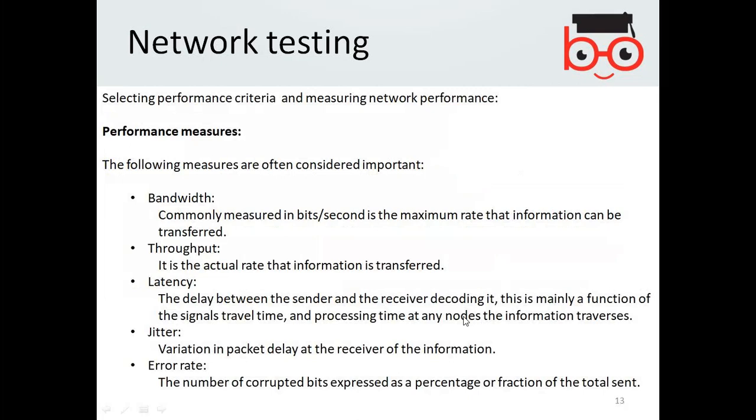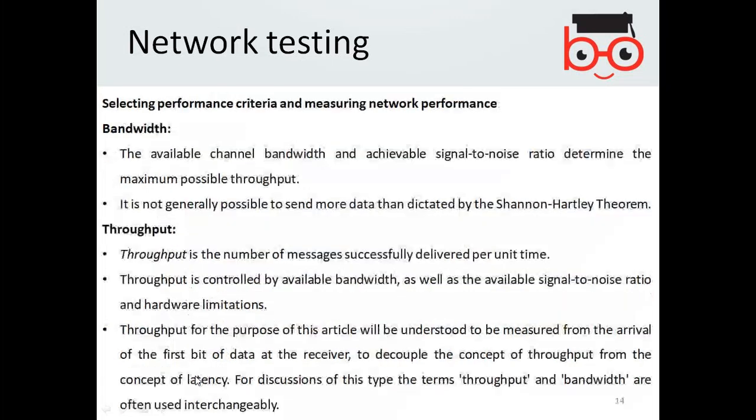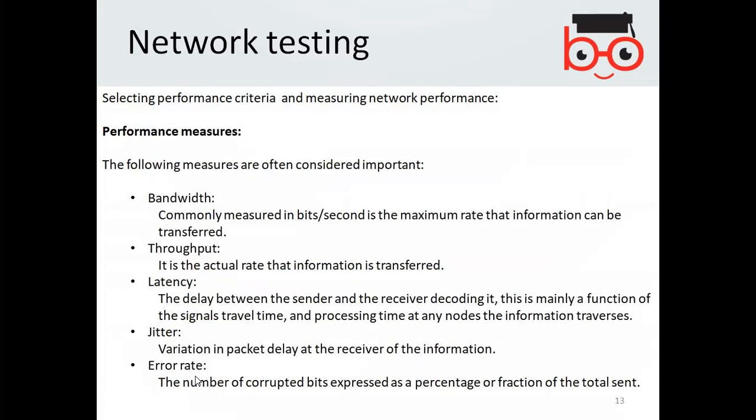Now furthermore, the testing of the network and its performance criteria and measures are based on certain constants. Let's say if you want to know the performance of a network, then the following measures are often considered important. Let's say bandwidth, throughput, latency, jitter, error rate, and these are the measures.